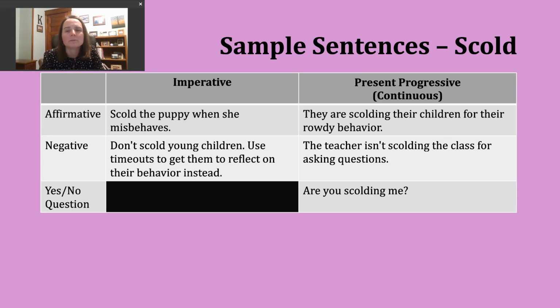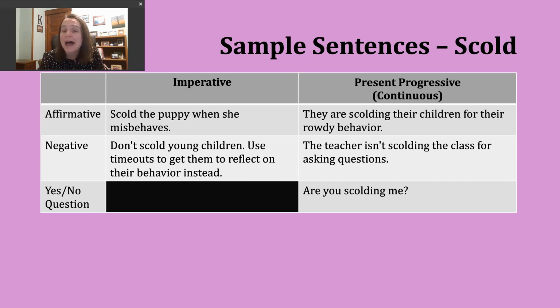Let's take a look at an affirmative example. They are scolding their children for their rowdy behavior. So maybe we're observing a family and we have two parents here engaged in that activity. It's happening right now. If you want to make a negative present progressive sentence, again, we start in the same way. We use the subject, we use the present form of be that matches, then use not before the ing form of the verb. Here's another example. The teacher isn't scolding the class for asking questions, right? So that's not what is happening right now in this particular circumstance.